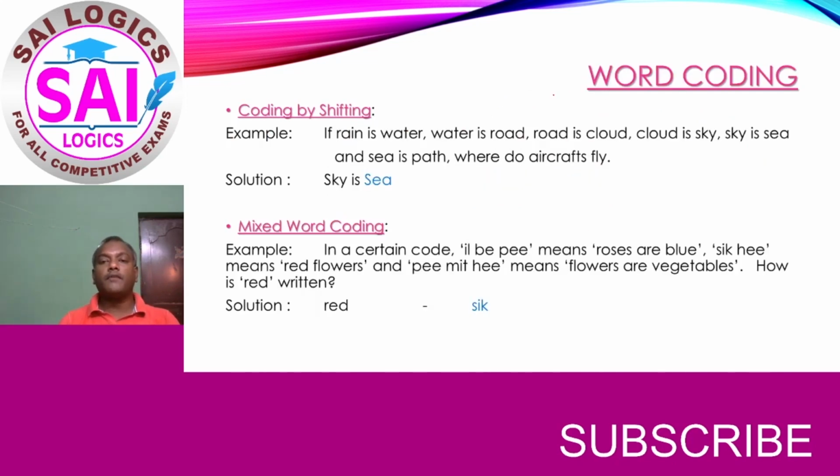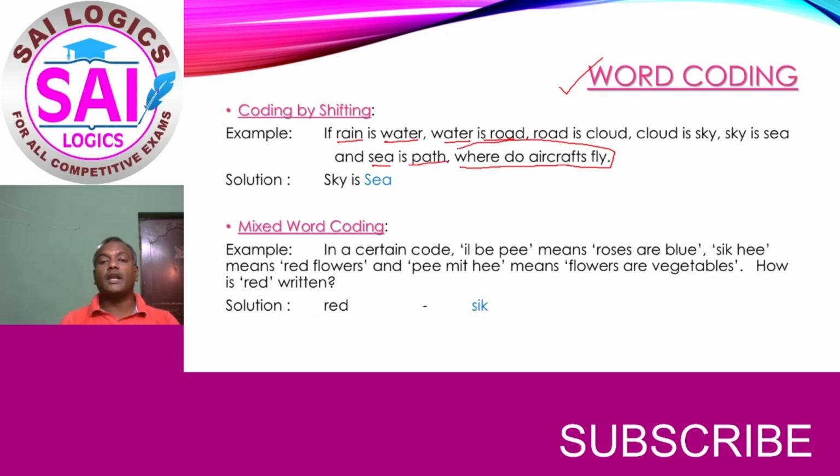And the third type of coding is word coding. Unlike in the first two types, here individual alphabets may not be coded, but the total word will be coded. See an example. If rain is water, the total word rain has been changed to water here. And water is road, road is cloud, cloud is sky, sky is sea and sea is path. Then where do aircrafts fly?